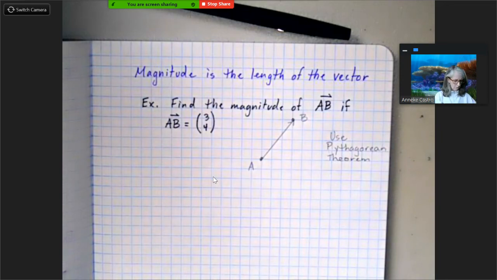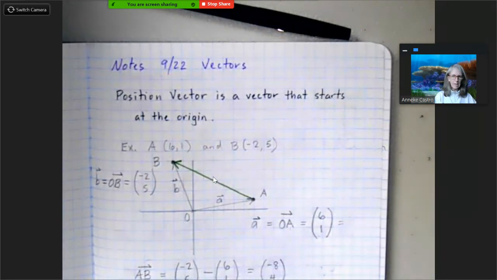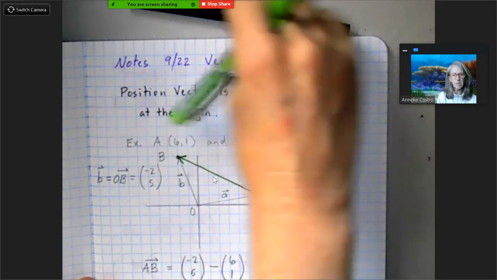Okay, Cappuccino, for those of you who didn't get to take the notes in class today, let me just briefly show them to you so you can copy them down.